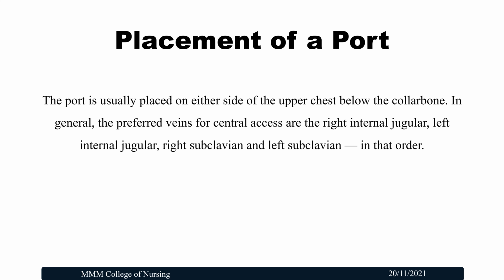Let's see the placement of a port. The port is usually placed on either side of the upper chest below the collarbone. In general, the preferred veins for central access are the right internal jugular, left internal jugular, right subclavian and left subclavian in that order. However, the doctor will determine where the best placement of the port is, depending on what is best suited for a patient's treatment.